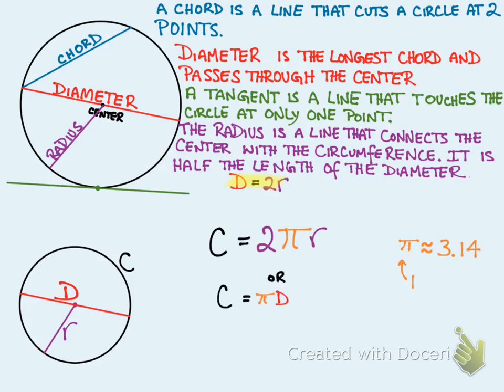We can calculate the circumference of the circle. You'll see soon what the circumference is. You can calculate the circumference by doing 2 times pi times r, or you can use another formula. You can do circumference is equal to pi times d. So you can either use the formula that has the radius or the formula that has the diameter in it. Pi is approximately 3.14.